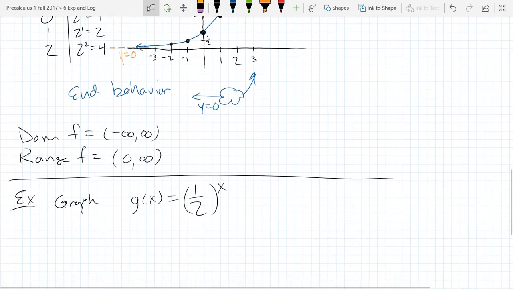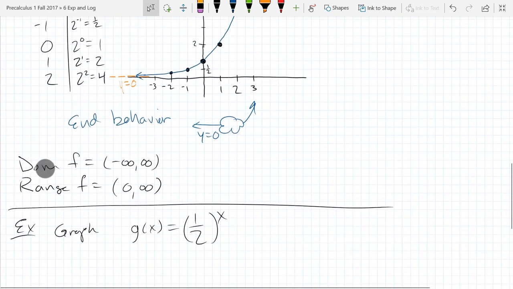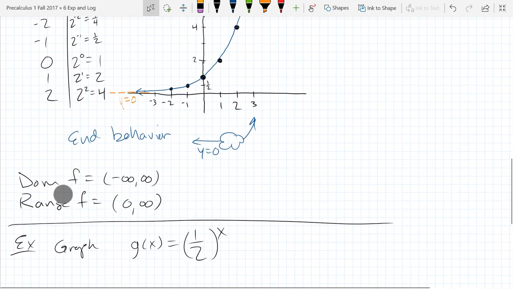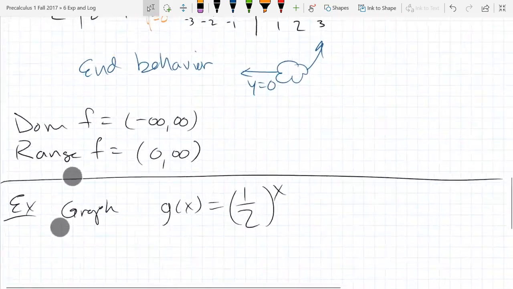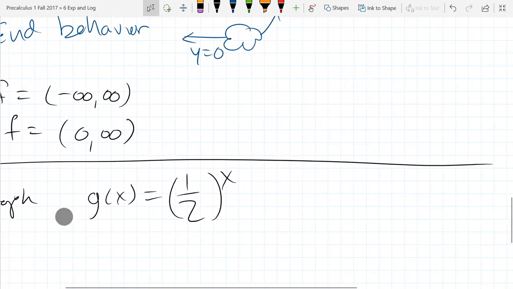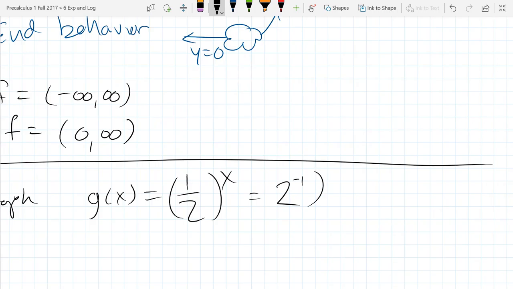So I'm choosing a small base. The easiest one I could think of is 1/2. It's the easiest number between 0 and 1. There's other good numbers. A third's pretty good. But I'm just going to go with the 1/2. So we can go the clueless method, absolutely, and plot some points that way, graph them.